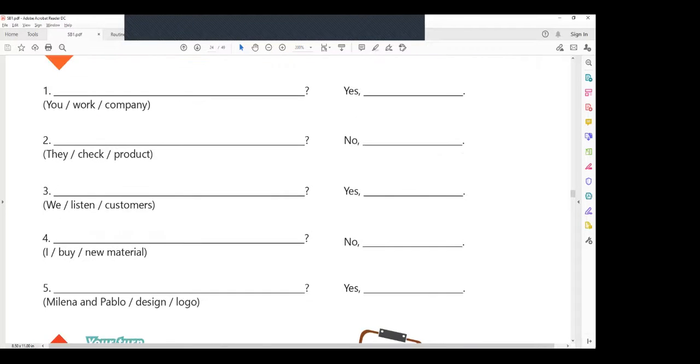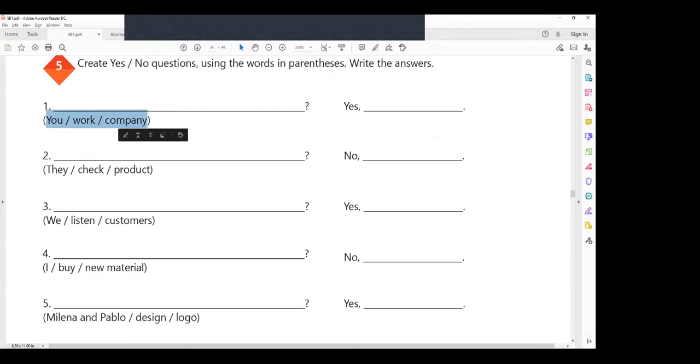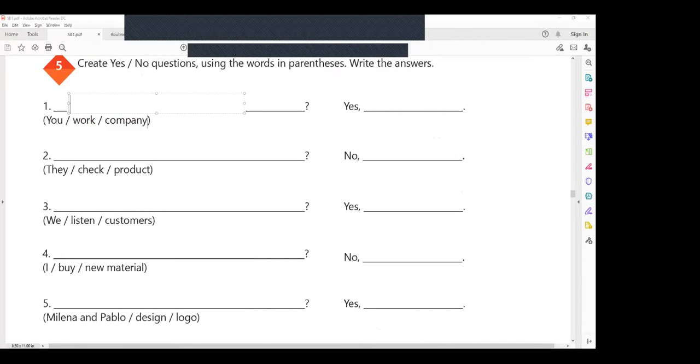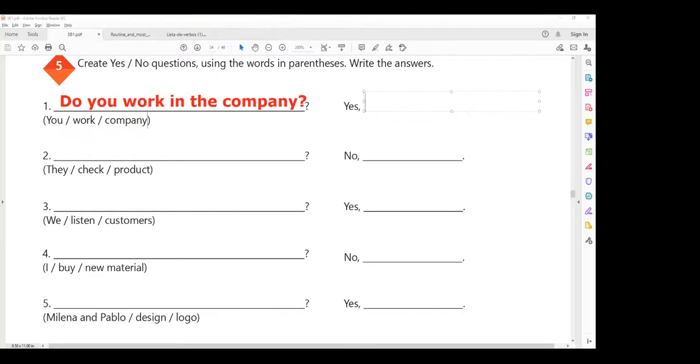Look, page 24. You have to unscramble, create yes or no questions using the words in parentheses. So let's do just one to see if you got it. Can somebody help me? What's the auxiliary? Do. Do you work in the company? Yes, yes I do. Excellent. Yes, I do.